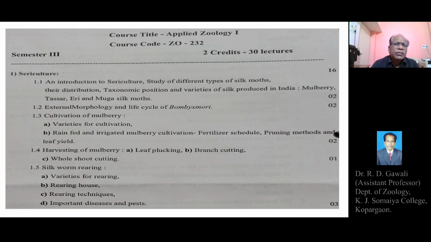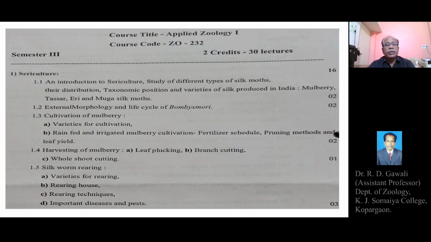So there are different varieties of silk moth, Bombyx mori, and these are selected usually in the respective regions as per the agroclimatic conditions.